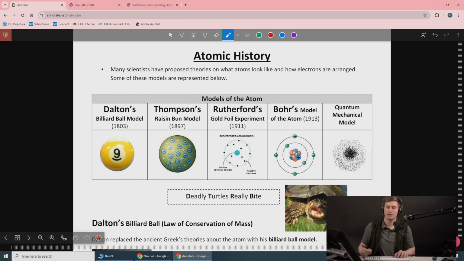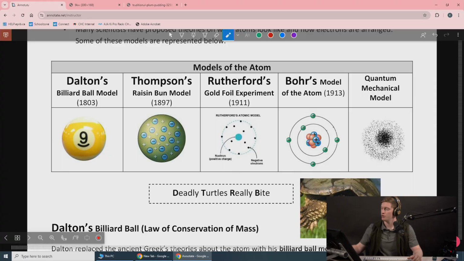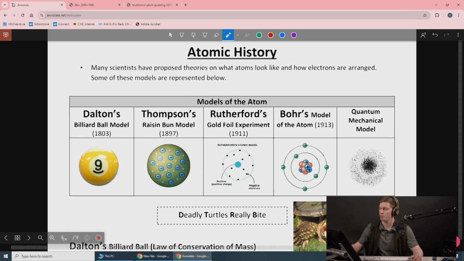Welcome back. Today we are going to talk about atomic history, meaning the history of the atomic model. How do we come to know what we know about atoms? It's going to be a pretty brief overview. Atoms, the word atom is actually a Greek word.